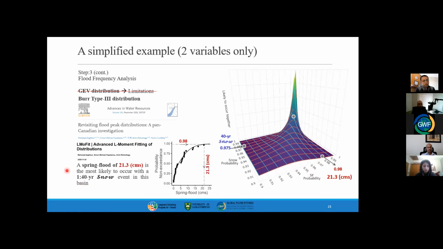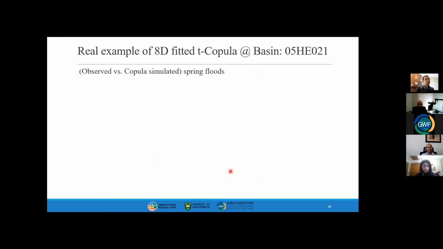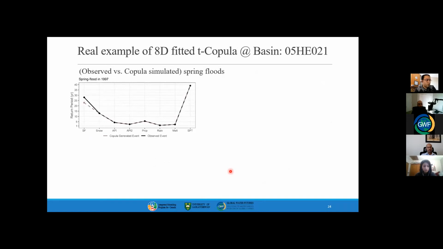So this example was applied in an 8-dimensional framework when the basin conditions were described by 7 variables instead of only the snow. And I'm here going to show you an example of the results at one basin. For example, the spring flood that occurred in 1997, here on the x-axis, we are plotting the spring flood along with the 7 variables. And on the y-axis, we are plotting the return period of those values. So the black line on the figure shows the observed event, which is sampled from the basin during the year of 1997. And those group of values describe the basin conditions, the snow, API, up to SPT.